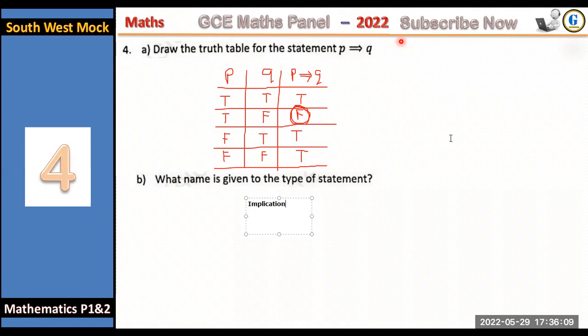What is this one now? We now move on to question 5. Are there any questions on question 4? No. All right, let's go to question 5.